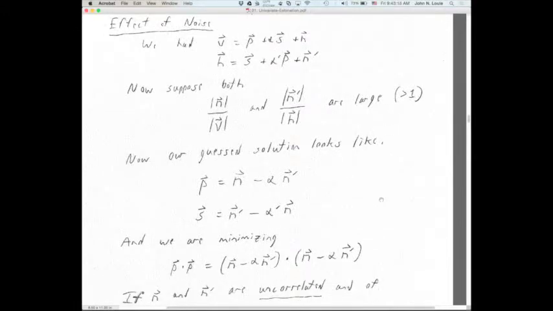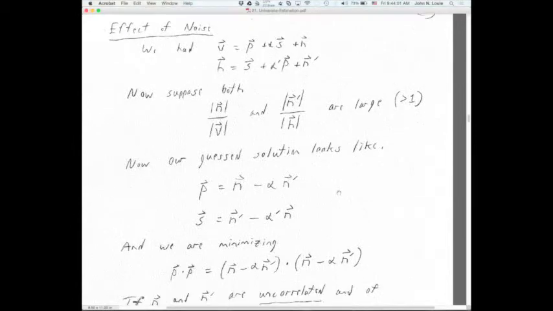What is the effect of noise? Okay. So we had our V recording is equal to P plus alpha S plus N. Our horizontal recording, H, is equal to S plus alpha prime P plus N prime. Now, suppose that we have noisy data. So both the magnitude of N divided by the vertical data and the magnitude of N prime divided by the magnitude of the horizontal data are large. They're both greater than 1. The signal over noise ratio is less than 1. Okay.